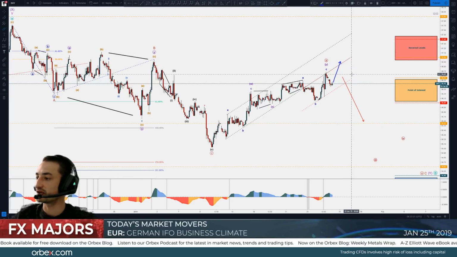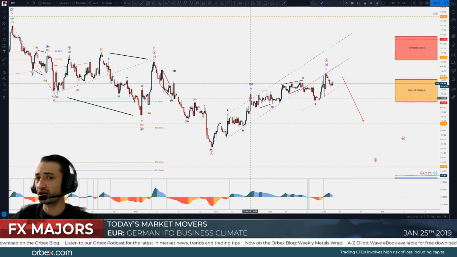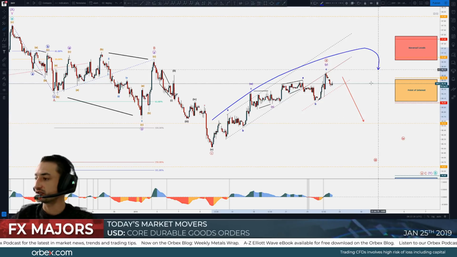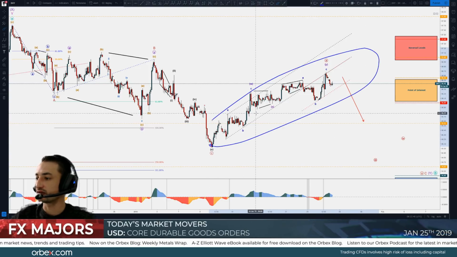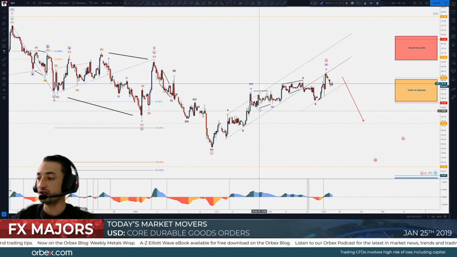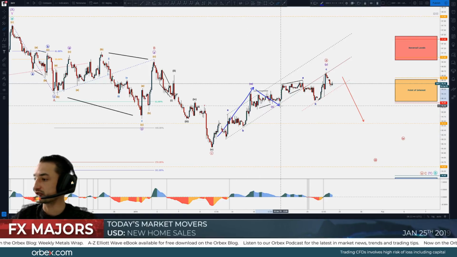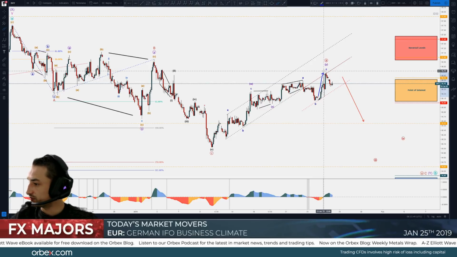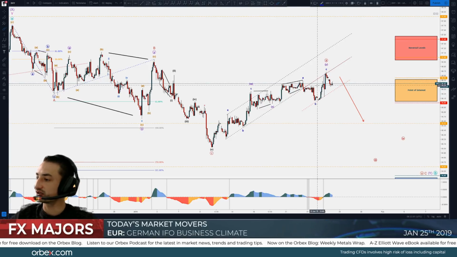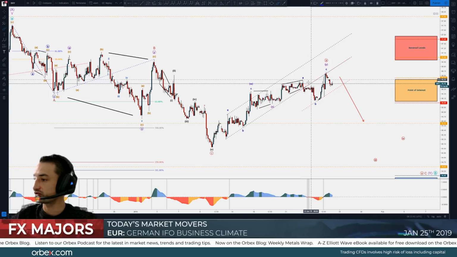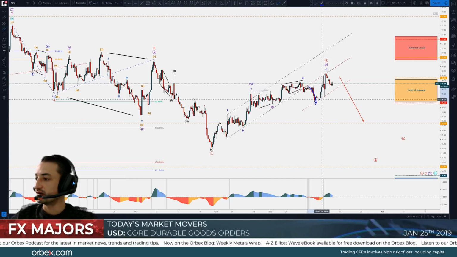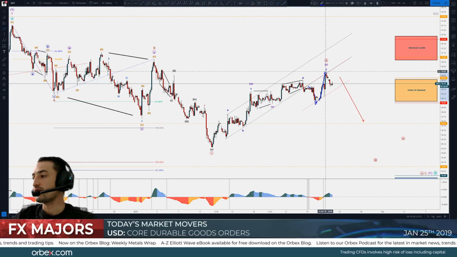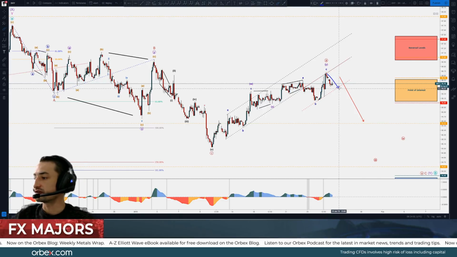But as you can actually see, something has happened right here. And the way I'm labeling it is basically this rising structure as a complex corrective, a combination, a double three in a WX, and then ABC with a leading diagonal in A, and basically the rise in the C. And notice that this is actually a rising channel which has been broken right there, and now it came for the retest yesterday, and today it got rejected from there.